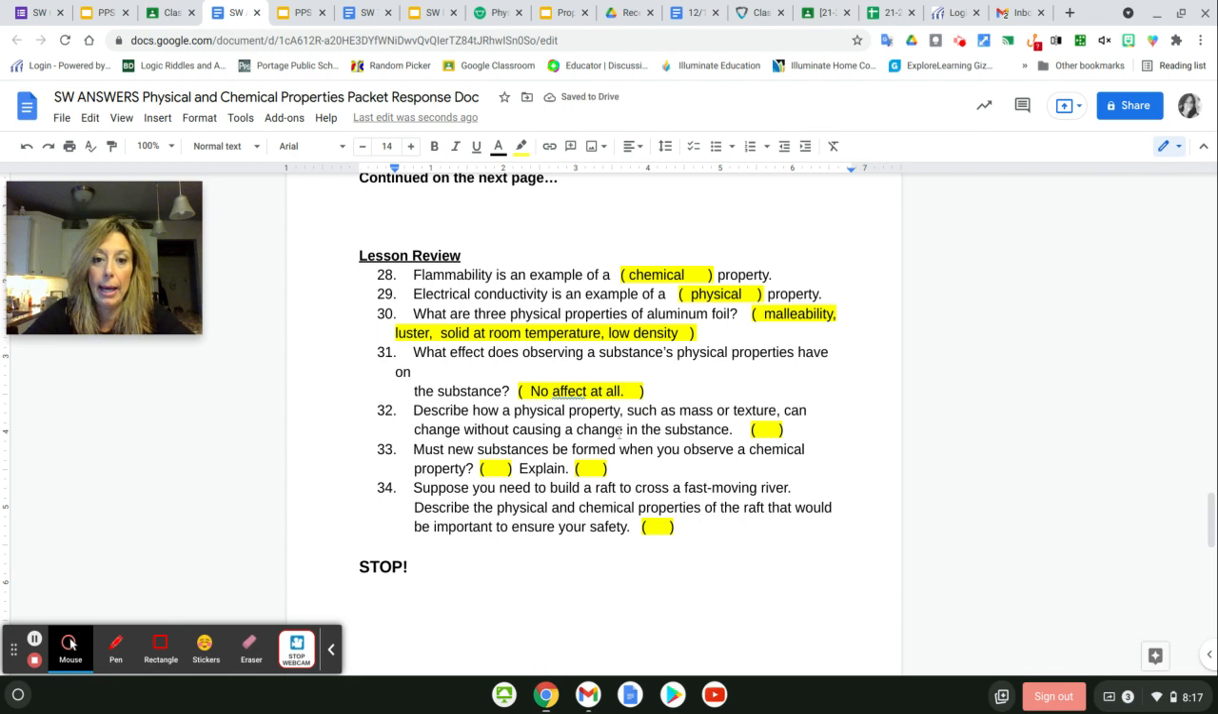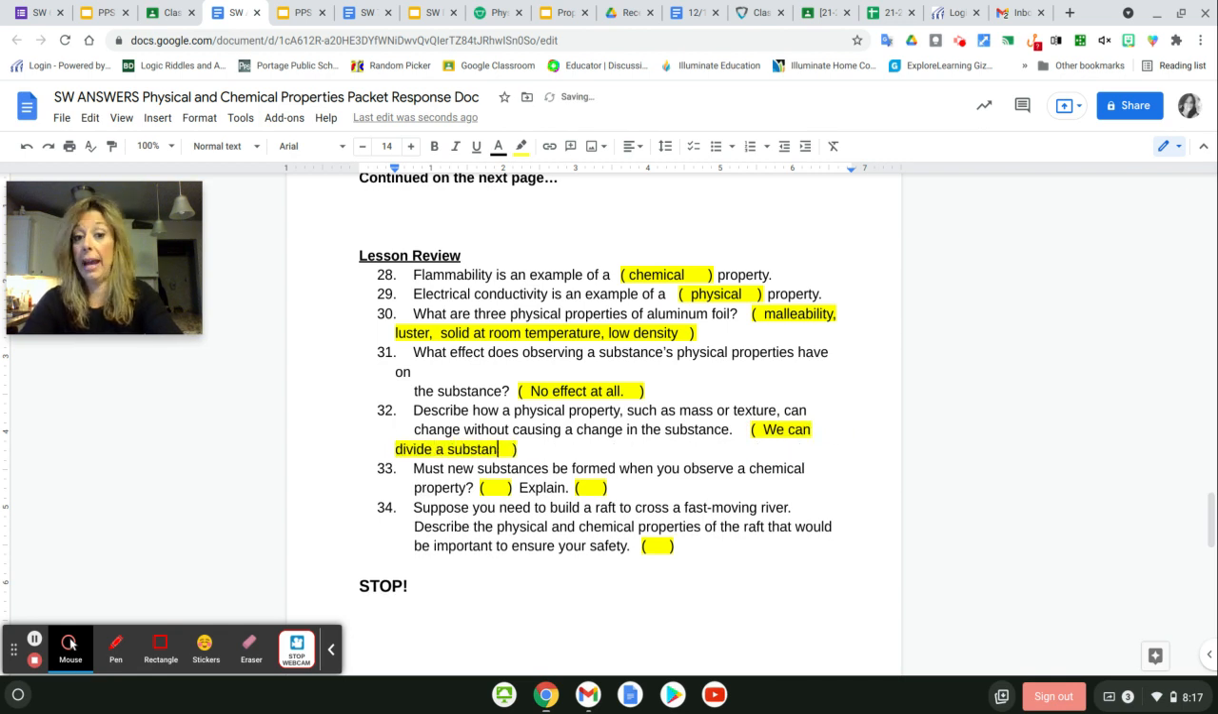Okay, describe how a physical property such as mass or texture can change without causing a change in the substance. Okay, so we can divide a substance in half without changing the substance. Okay? It may change the size or the mass of it, but not the identity.